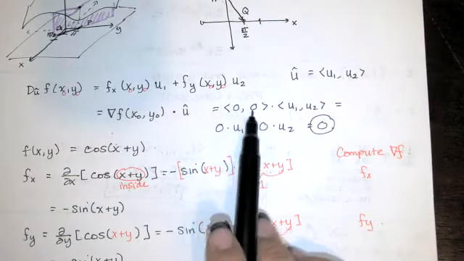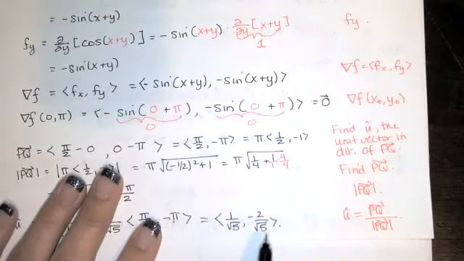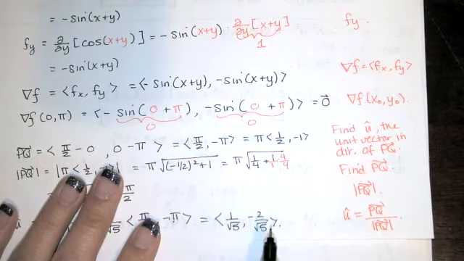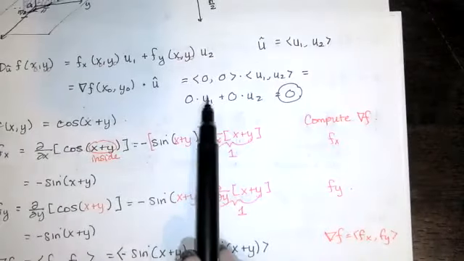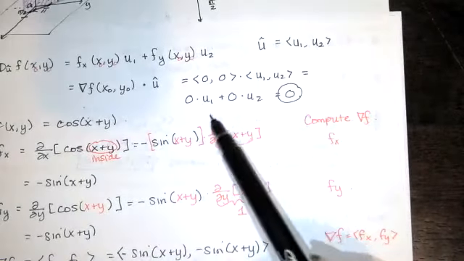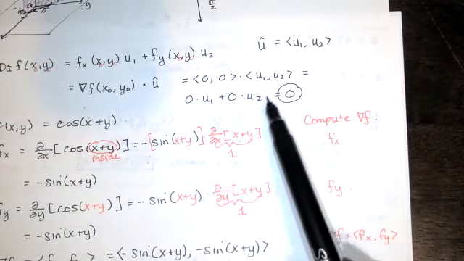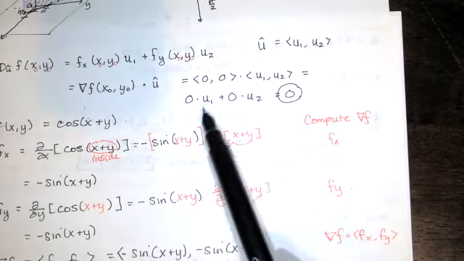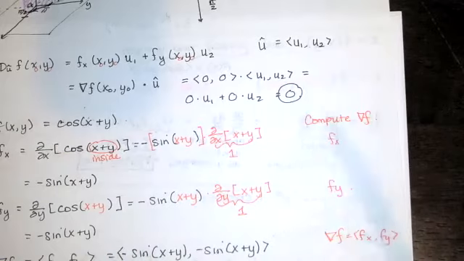So we would have 0, 0 dotted with this vector with components 1 over square root of 5, negative 2 over square root of 5. And so we just have 0 times 1 over square root of 5 plus 0 times negative 2 over square root of 5. And then you do the arithmetic. In this case, we get 0 because the gradient was pretty boring.